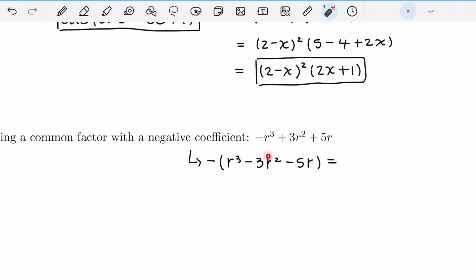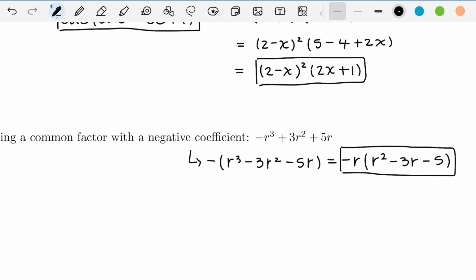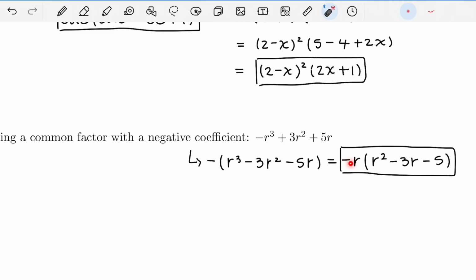We'll notice that each of these guys shares a factor of r. So if we pull that out, we're going to be left with a minus r on the outside, r squared minus 3r minus 5 on the inside. And so this is how we would factor this, by pulling out the greatest common factor with a negative coefficient here. Now again, if you can look at this and automatically see that you need to pull out a minus r, you can go ahead and do that in one step, but I'm just showing and emphasizing what it would look like if we pulled out a minus from each of these guys here.